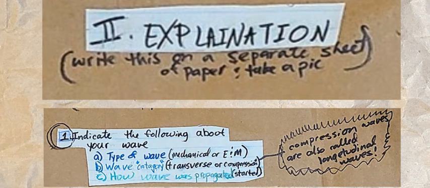Basically, if it's mechanical or EM wave, so if it has a medium or not, the type of wave, category, so basically how it got started. If it was perpendicular, it's transverse. If the propagation was parallel, it's compression, also called longitudinal. And then C, how was it propagated? How was it started?